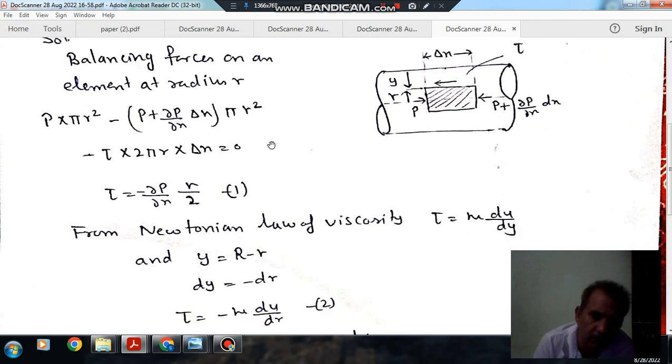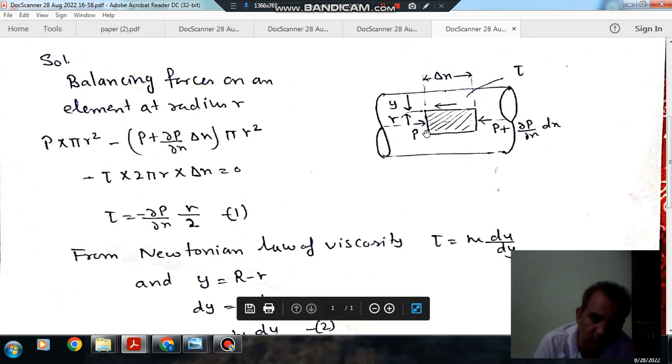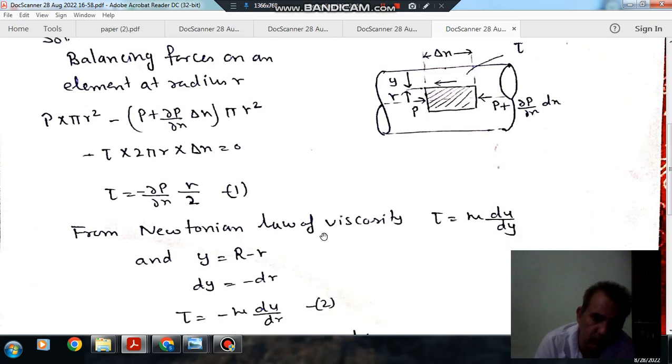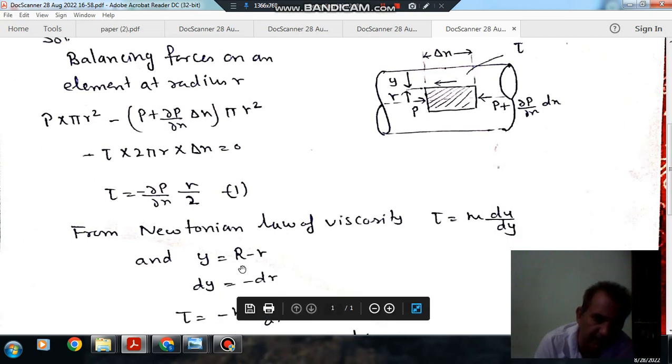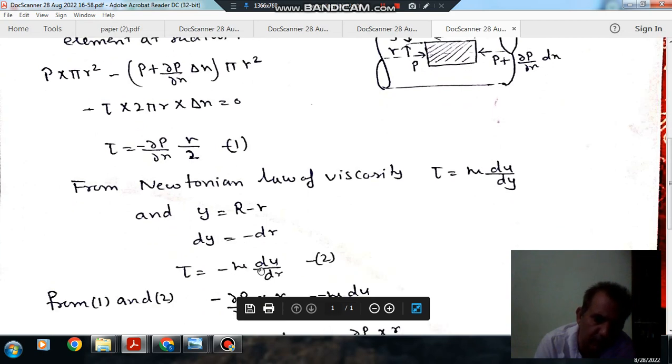Now from Newton's law we have tau is equal to mu du by dy. Here y is the distance measured from the wall, so y is equal to capital R minus r, where R is the outer radius of the pipe and r is that radius. So dy is equal to minus dr, and so tau is equal to minus mu du by dr. So this is equation number 2.